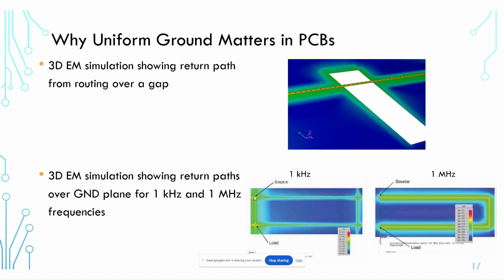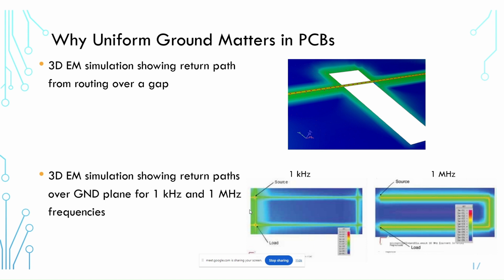You see here it starts at the source in the upper left corner, travels around the trace, and then travels to the load. The return current does not also travel that same path, and so you get this big inductive current loop. Now, why is that a problem?